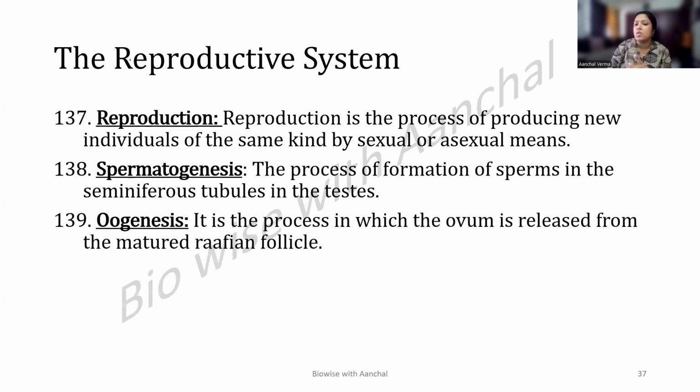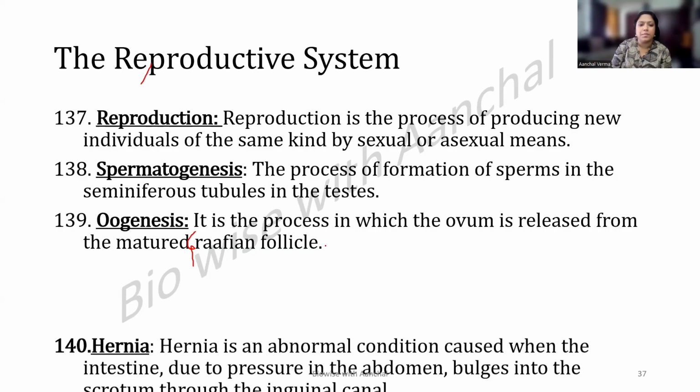Ovulation is a process in which the ovum is released from the matured Graafian follicle. Now, here I have missed one important word. Right here, G is missing, right? Typing error, please excuse me for that. Graafian follicle. Okay, the PDF will not have the mistake. You can find the PDF in my WhatsApp channel. Okay, it will be uploaded after the session.